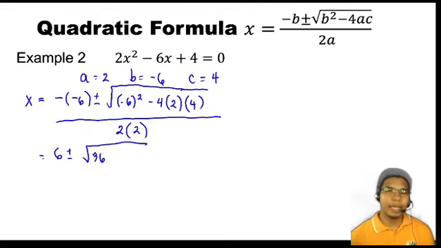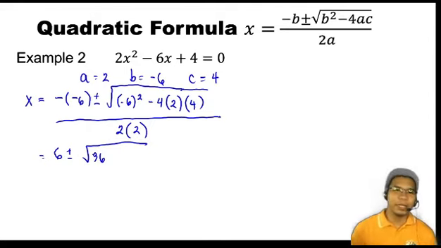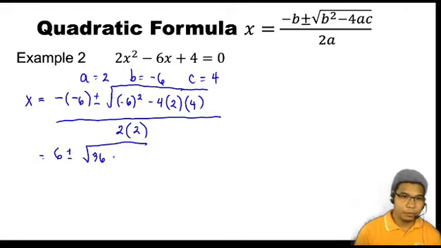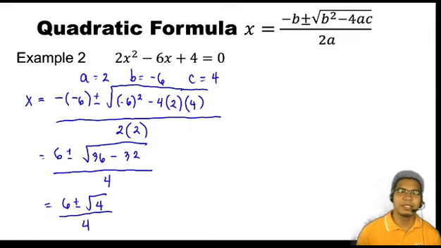And negative 8 times 4 is 32. So we have negative 32 all over 2 times 2, which is equal to 4. And then we simplify. Copy 6, positive 6 plus and minus 36 minus 32 is equal to 4 all over 4. And then we simplify to get the square root of 4.